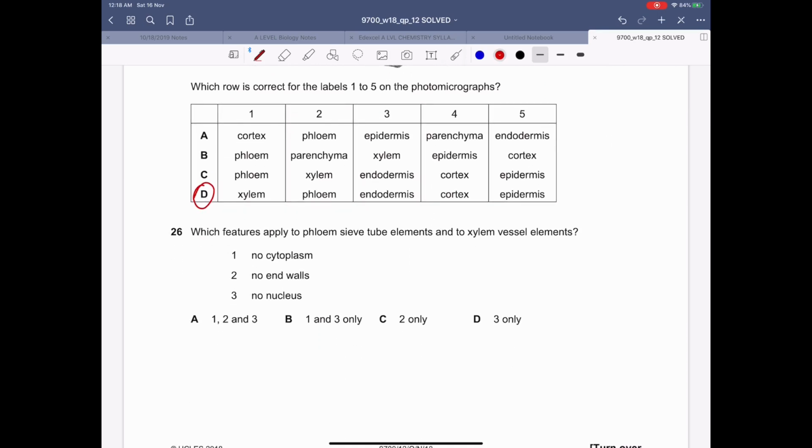Which features apply to phloem sieve tube elements and to xylem vessel elements? Okay, no cytoplasm: phloem sieve tube element contains cytoplasm. No end walls: phloem sieve tube element contains end walls. No nucleus: only option number 3. So the answer is D.